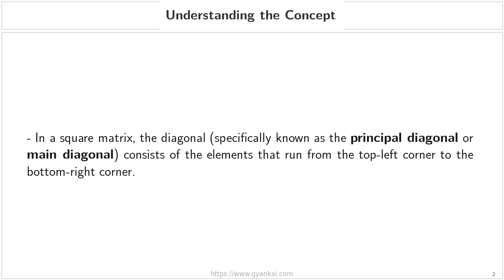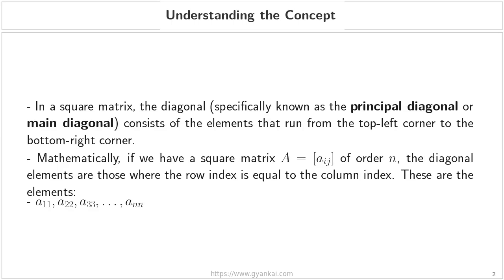Understanding the concept. In a square matrix, the diagonal, which is more formally known as the principal diagonal or the main diagonal, consists of the elements that run in a straight line from the top left corner down to the bottom right corner. To describe this mathematically, if we have a square matrix A composed of elements a sub ij of order n, the diagonal elements are specifically those where the row index is equal to the column index. This means we are looking for the elements a sub 1 1, a sub 2 2, a sub 3 3, and so on, continuing all the way until we reach a sub nn.